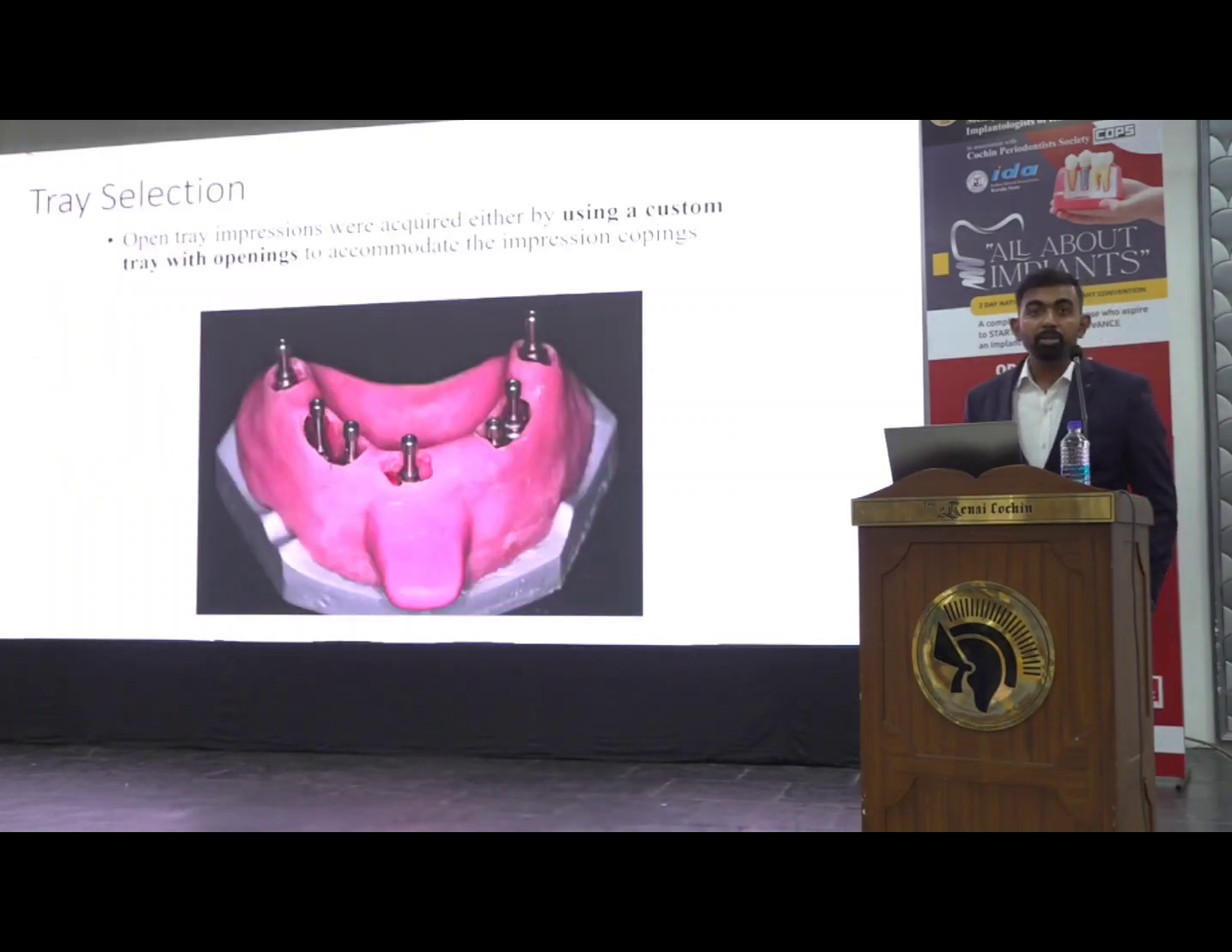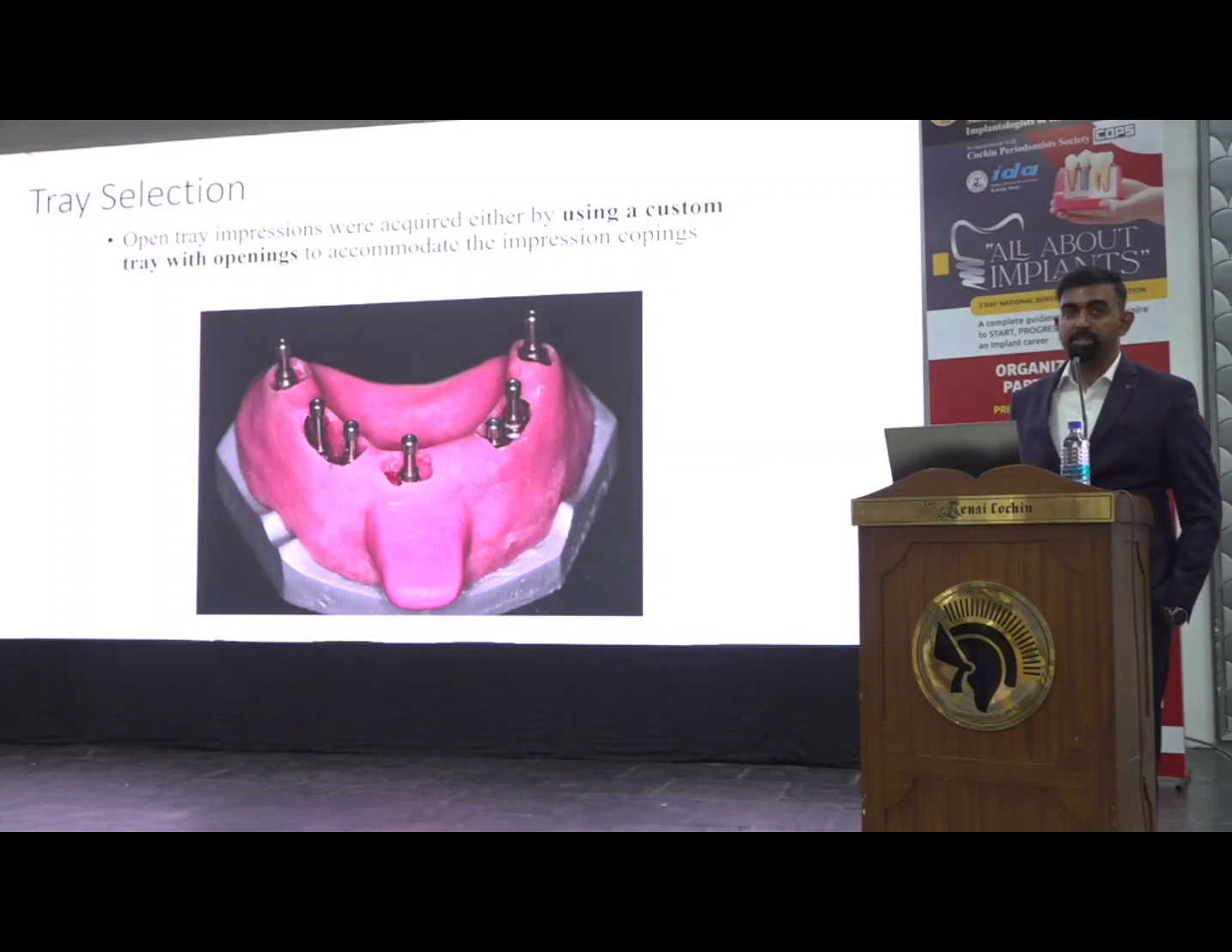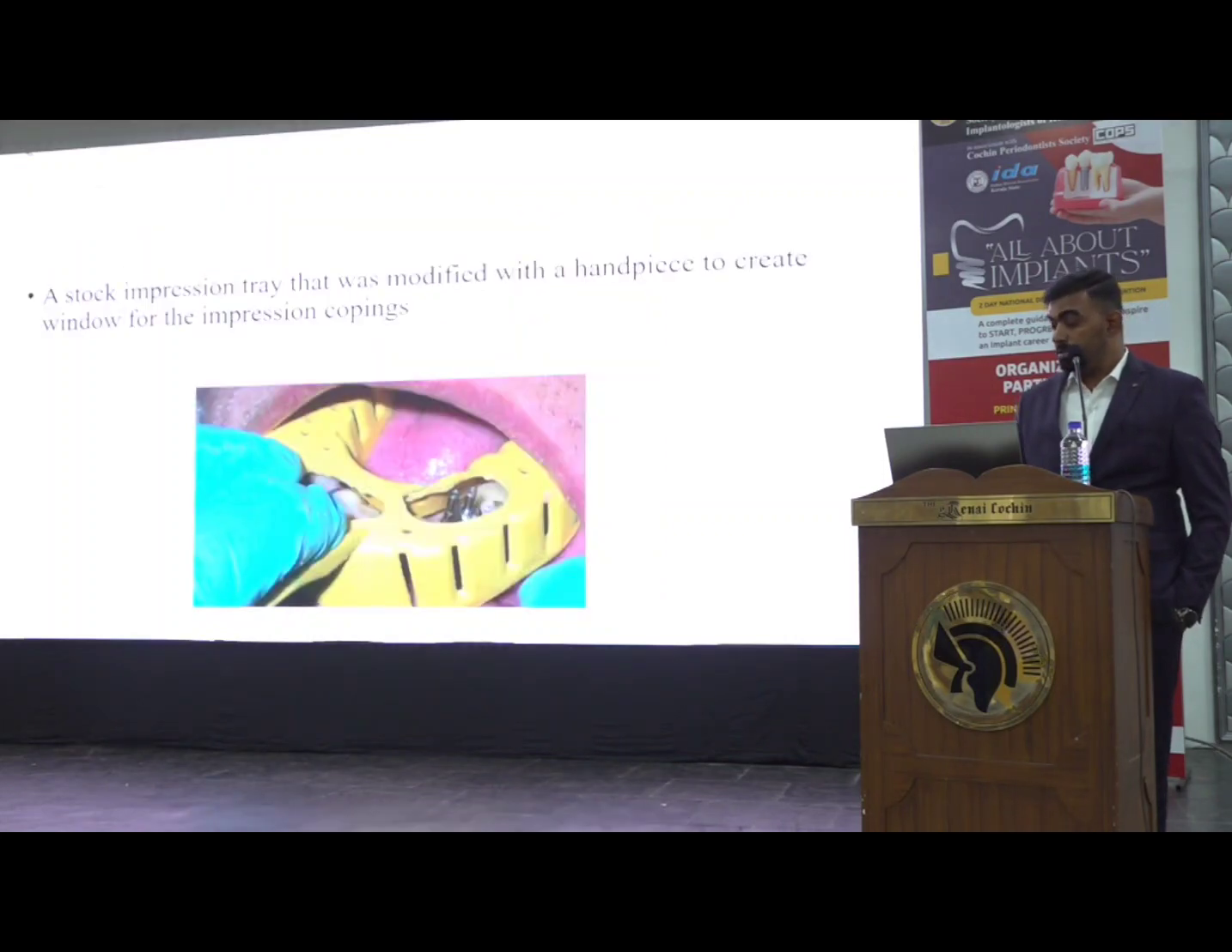And coming to tray selection for open tray impressions. First, three types of tray can be used in open tray impression techniques. First one is a custom tray made with acrylic. We make a custom tray with openings to accommodate impression copings. Second is a stock tray, a normal plastic tray. We can cut a window for the open tray impression coping and use that impression tray to take an open tray impression.